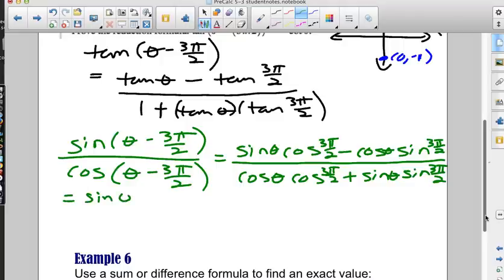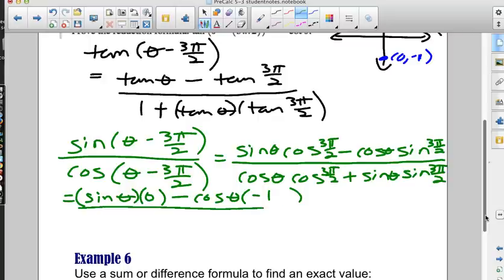So let's take a peek here. We're going to have sine of theta. What is the cosine of 3 pi over 2? Ooh, I like that one. Cosine of theta again. How about the sine of 3 pi over 2? Negative 1. So on the bottom, cosine of theta, we already said cosine of 3 pi over 2, 0. Sine of theta, and then sine of 3 pi over 2 is negative 1. Now let's see what we have.